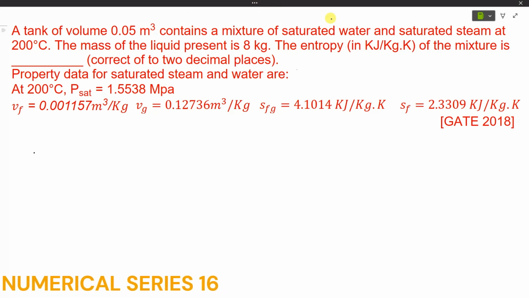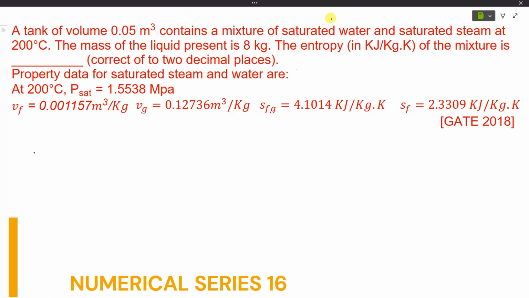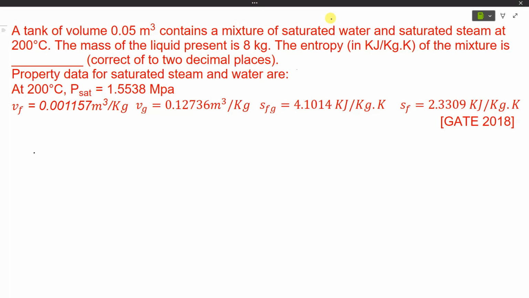Numerical series 16. A tank of volume 0.05 meter cube contains a mixture of saturated water and saturated steam at 200 degrees Celsius. The mass of the liquid present is 8 kg. The entropy in kilojoule per kg Kelvin of the mixture is dash, correct to 2 decimal places.